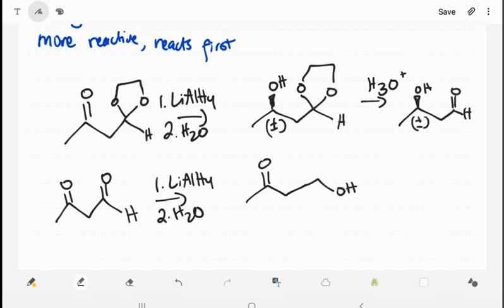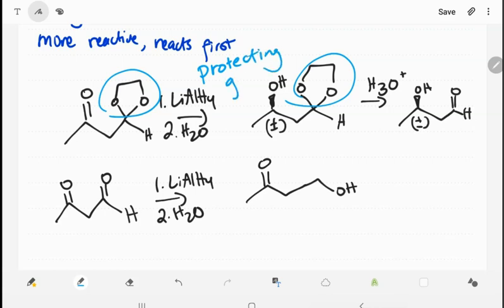So that's all it is. It's a way of protecting your more reactive group. So first you'd put it on with ethylene glycol or something similar, and you would get it as a protecting group, and that'll do it. So this little bit here protects your more reactive site from reacting, and so that's how you'll use it.